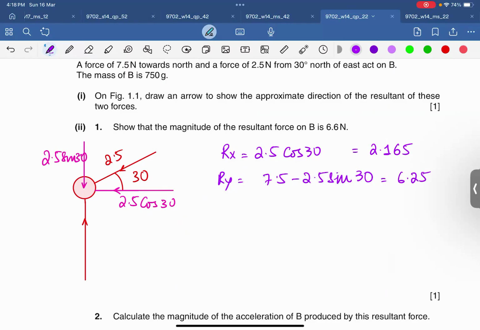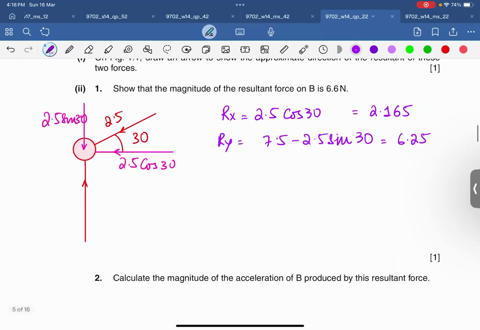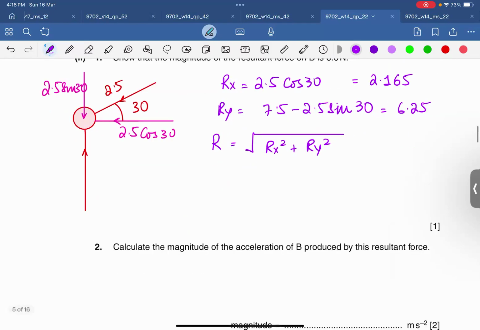Okay. Now, we know that for the resultant, it should be under root Rx squared plus Ry squared, right? So 2.165 squared plus 6.25 squared, and just root it.